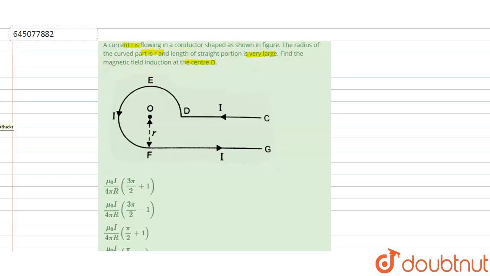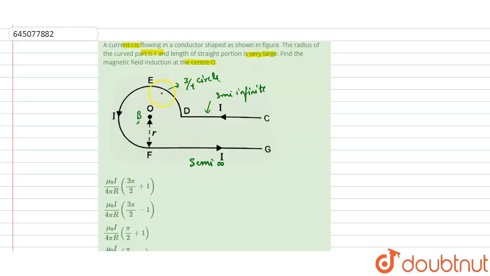Now in this question we have been given this conductor, and the shape of this conductor is given in this diagram, and we have to find the magnetic field at point O. This is a semi-infinite length conductor and this is also a semi-infinite length conductor. This is the part of a circle which is 3 by 4 part of the circle, and this is semi-infinite. This is also a semi-infinite length wire. Now we have to find the magnetic field at this point O.